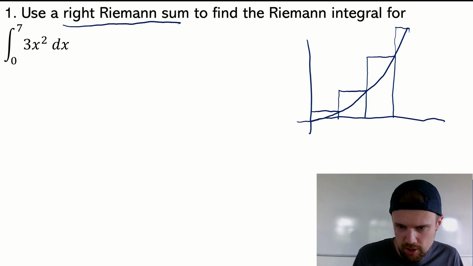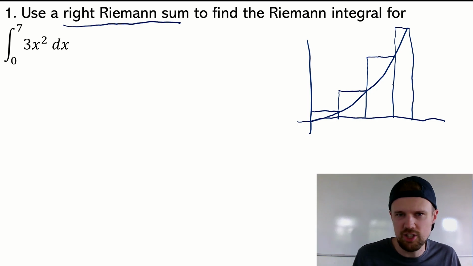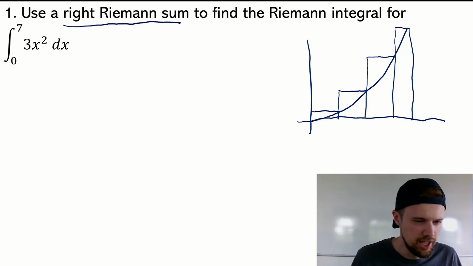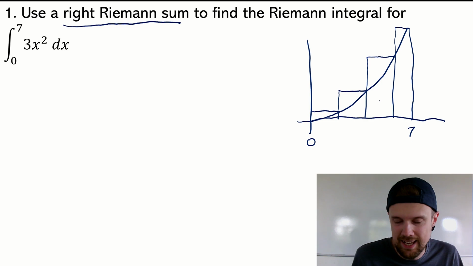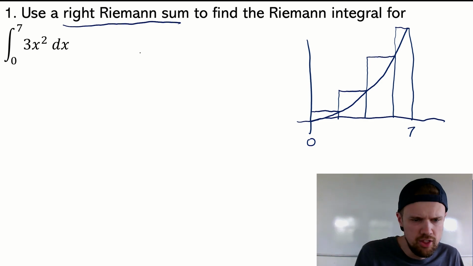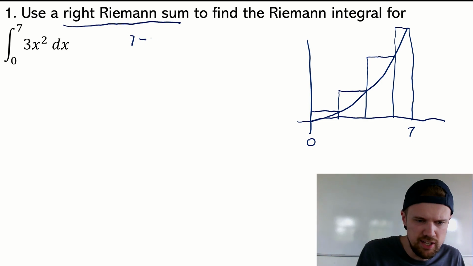So there we go. The rectangles were meant to be equal in width. They haven't been drawn that way. That's just terrible drawing. Apologies. But we're going from 0 to 7. Now, therefore, that means if we're having n rectangles in between 0 and 7, the width of each rectangle is going to be 7 take away 0, all divided by n, which would be 7 over n, unsurprisingly.